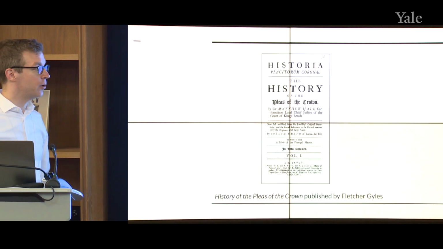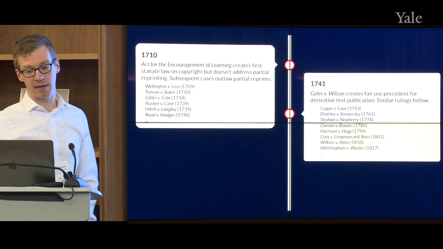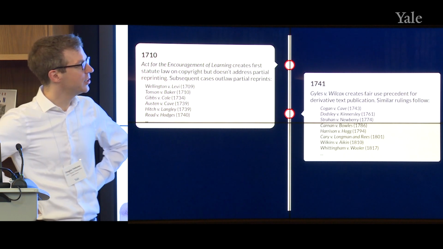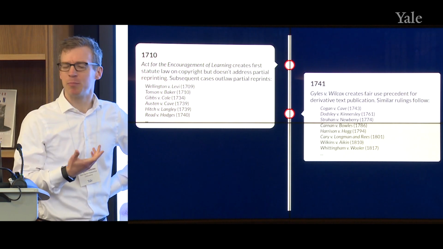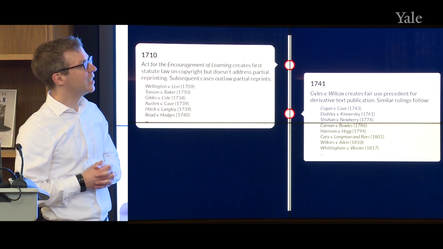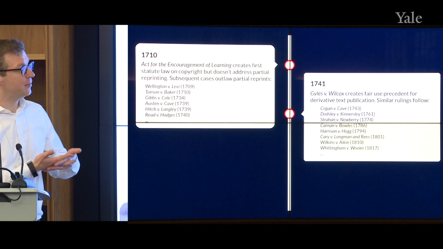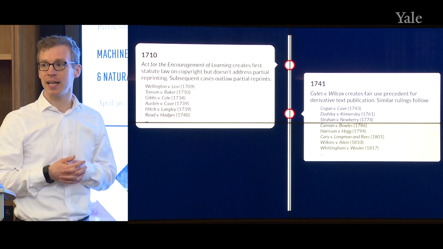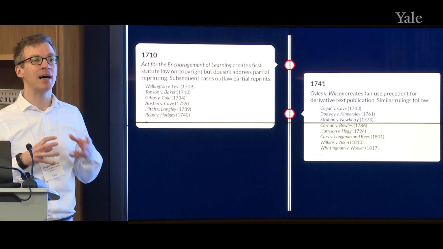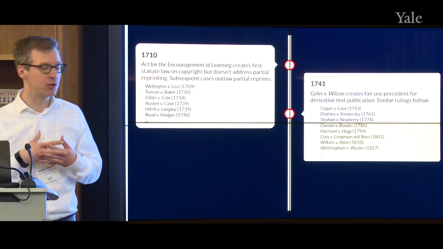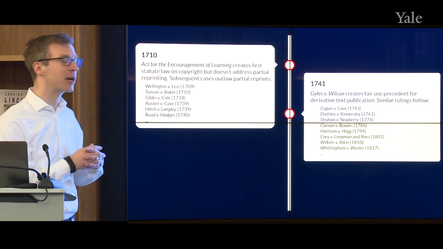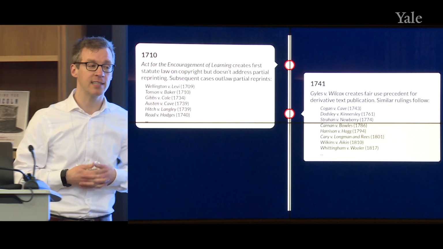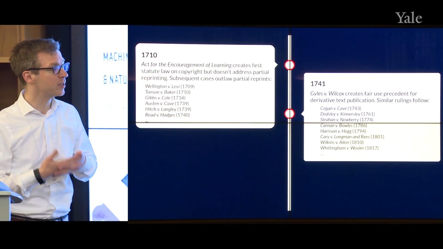Fast forward to 1741, and there's a very prominent case, Giles v. Wilcox, which is fought over a publication by Fletcher Giles that we just saw. So John Wilcox had basically abridged Giles's text and published it, and Giles was understandably upset. He took Wilcox to court, and Wilcox defended his publication on the basis that he had highly manipulated his source text. He had transformed it in a number of ways. He wasn't going to influence the marketability of the original text, et cetera, et cetera. And so his derivative publication was identified as a distinct copyrightable work and was found non-infringing.